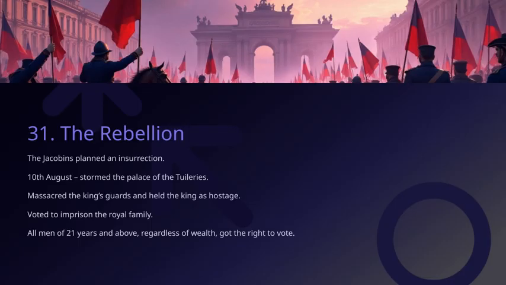Another important development was the extension of voting rights. Now, all men over the age of 21, regardless of their wealth or social class, gained the right to vote. This was a significant step towards equality and a more democratic society. Overall, this rebellion marks a critical moment in the French Revolution, as it shifted power away from the monarchy and towards the people, aligning with the broader theme of challenging traditional authority and pushing for political change.